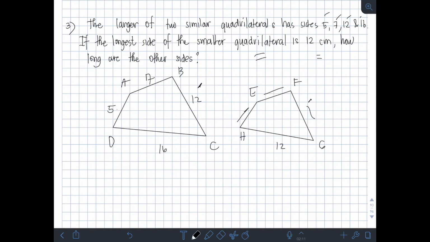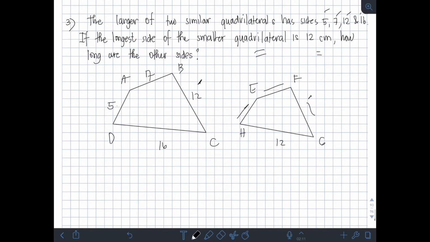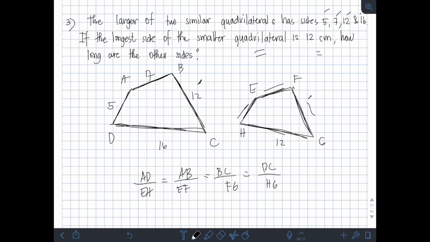Okay? So, dahil similar quadrilateral tayo, gagamit tayo ng property niya na corresponding sides are proportional. So, therefore, we have AD over EH is equal to AB over EF is equal to BC over FG and DC over HG. So, again, hanapin natin yung dalawang corresponding sides na parehong given. Obviously, itong DC tsaka HG, right? So, DC is 16 over HG is 12.